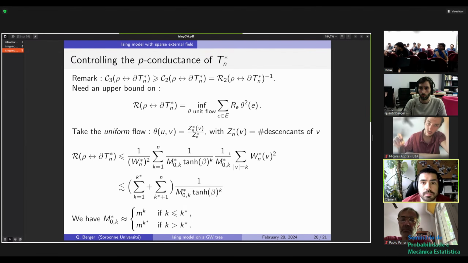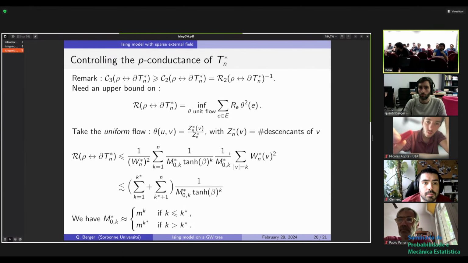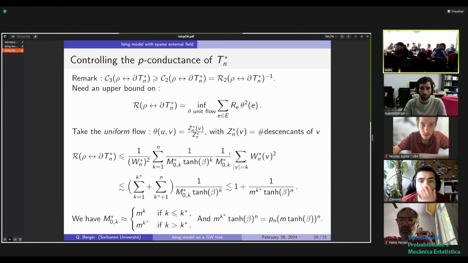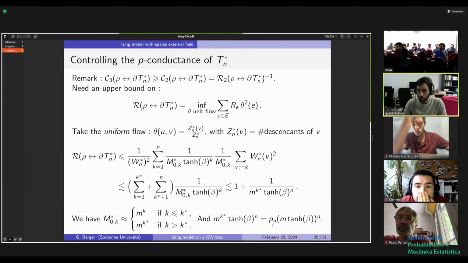Any other question? Yes. This last slide gives you the control over the P conductance. So then I imagine that if K star is proportional to n, then you modify the critical beta by a constant factor? Yeah, exactly.